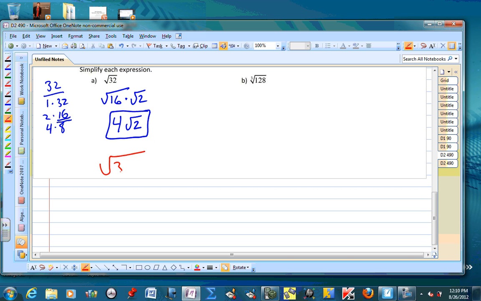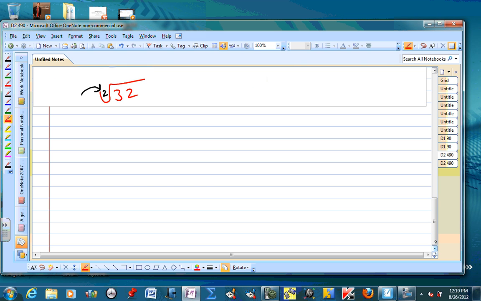We can take the square root of 32, and what you've got to recognize is that the root index here is not written. It's invisible. We didn't write it, but that's really a 2. We're taking the second root, or the square root. So keep that in mind. Now what we're going to do is list the prime factorization of 32.